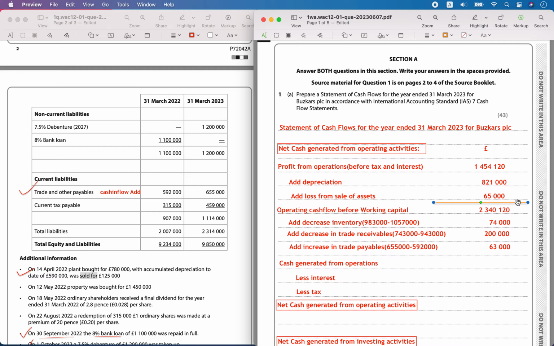Now all this has to be added and we will get the cash that was generated from operations. So that is going to be 2,340,120 plus 74,000 plus 200,000 plus 63,000. So that is going to be equal to 2,677,120.